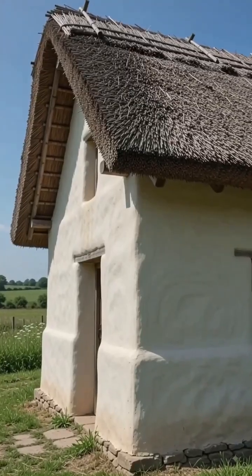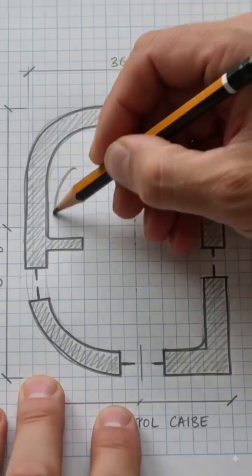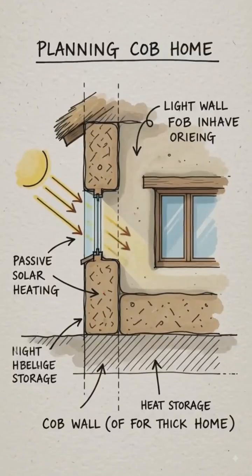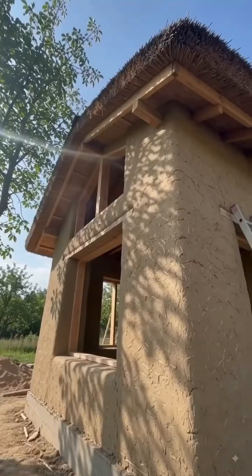This ancient method uses soil and straw. Here is a concept for curved walls. Next time, we will explore actual site footage. Let's explore traditional cob homes. Next, we'll cover site planning.